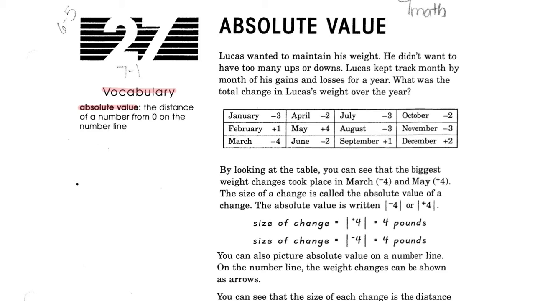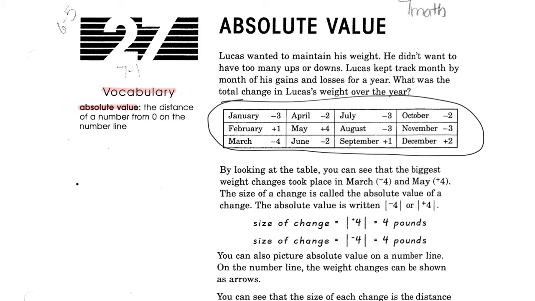So here's the lesson. It says Lucas wanted to maintain his weight. He did not want to have to do many ups or downs. Lucas kept track month by month of his gains and losses for a year. What was the total change in Lucas's weight over the year? So we have this chart that shows either he went up or he went down, depending on if it was positive or negative. It says by looking at the table, you can see that the biggest weight change took place in March, -4, and May, +4.